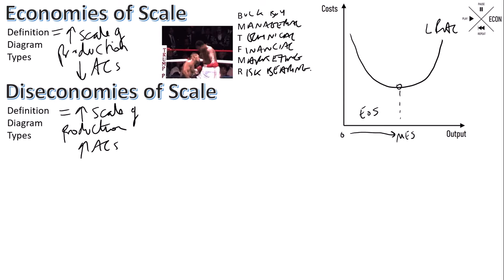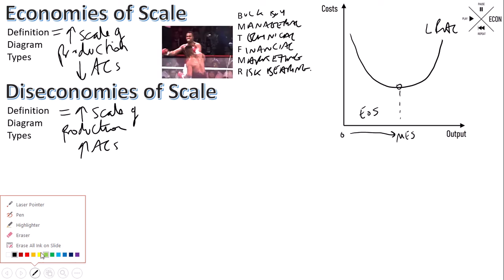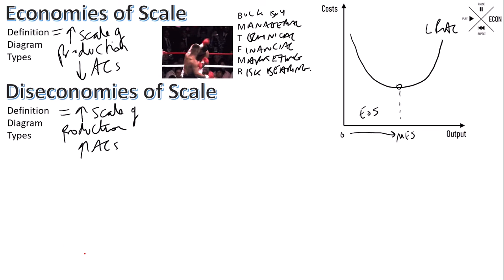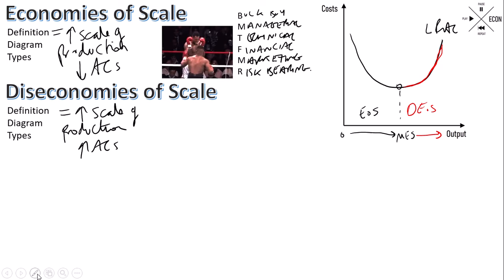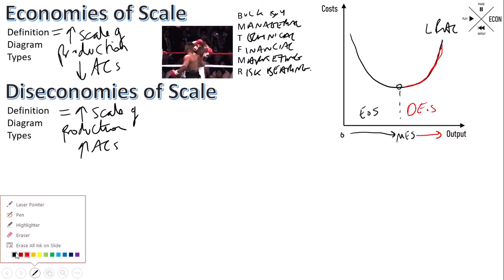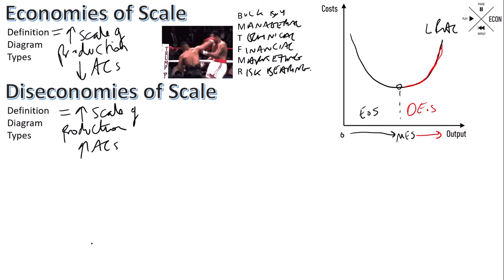The diagram, we can just annotate the diagram we have over here, and I can annotate it in red so you can see. So past this point of MES, whenever costs start to rise as output increases, the firm has experienced diseconomies of scale over there. Okay, so it's on the exact same diagram. We just show it past the MES where the firm has experienced diseconomies of scale.